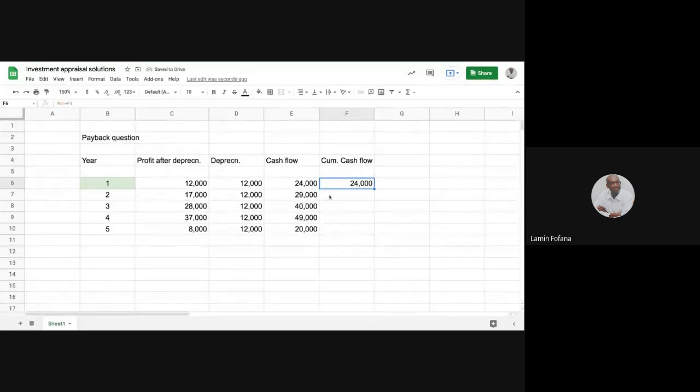To find the cumulative of a number, it will always be the cash flow for the current year plus the previous balance, isn't it? So for the first year, it's going to be this plus whatever is in here. There's nothing here, but even then, it's going to be this plus the one before. Once you do it on one, you replicate it, and everything will flow just like that.